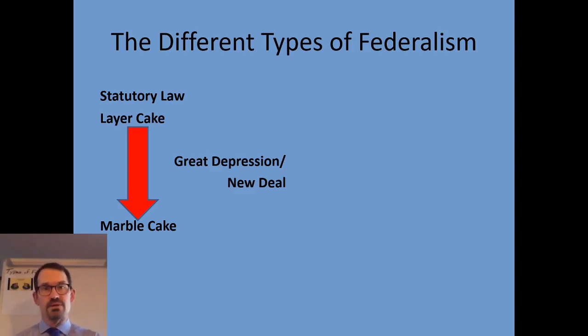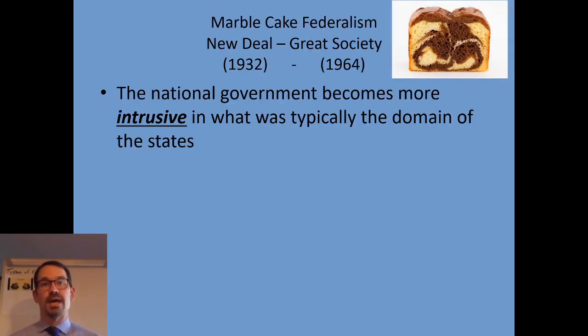Now, you're going to see here that all these different types of federalism change depending on who the president is, right? So when that president has a different change of policy, we're going to get a new type of federalism, or a new type of relationship between the national government and the state government. So marble cake federalism is 1932 to the Great Society. So 1932 to 1964, please do not worry about the dates. All right, the dates are unimportant.